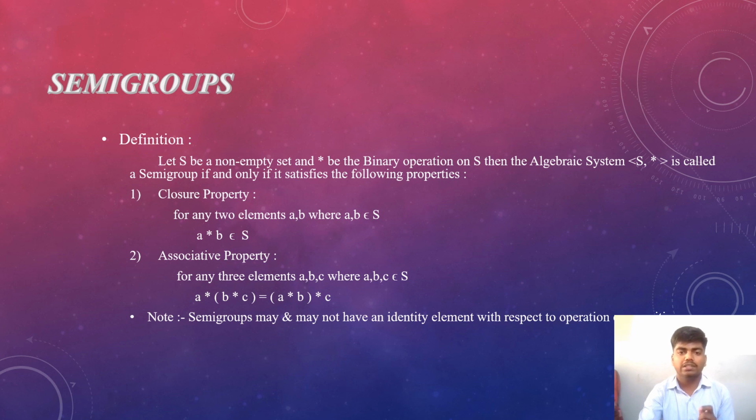Closure property is nothing but: consider any two elements that belong to S, then perform the binary operation between the two elements, so the result should also belong to the same non-empty set. This is the closure property. Associative property: for any three elements a, b, c belonging to S, a star (b star c) is equal to (a star b) star c. Note, semigroups may or may not have an identity element with respect to the operation.